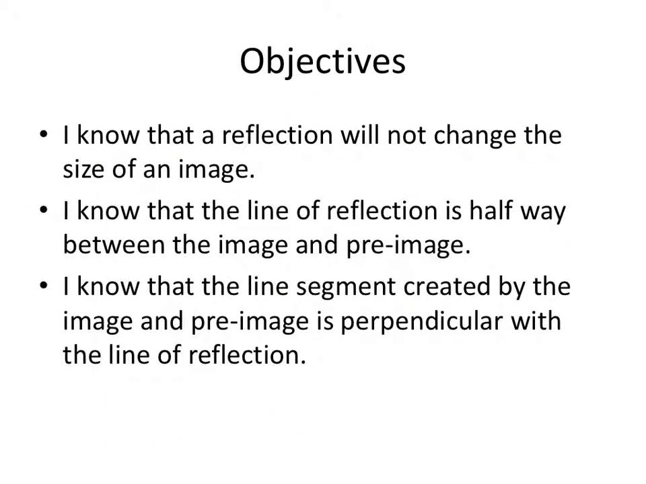Alright, so here are the objectives once again. I know that a reflection will not change the size of an image. That's what we just barely talked about. I know that the line of reflection is halfway between the image and pre-image, which we talked about with that diagram. I know that the line segment created by the image and pre-image is perpendicular with the line of reflection. And this is pretty crucial to know. We won't go into too much detail with any of these in 8th grade, but in 9th grade you guys are going to go very deep into these.